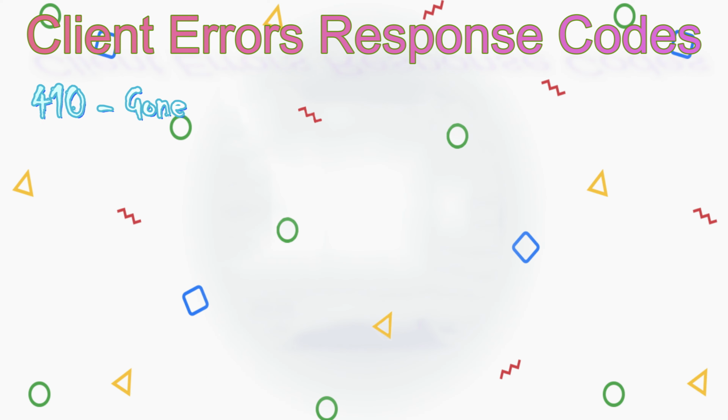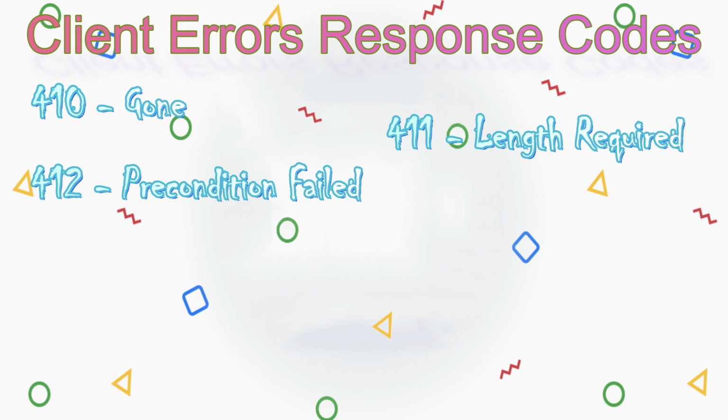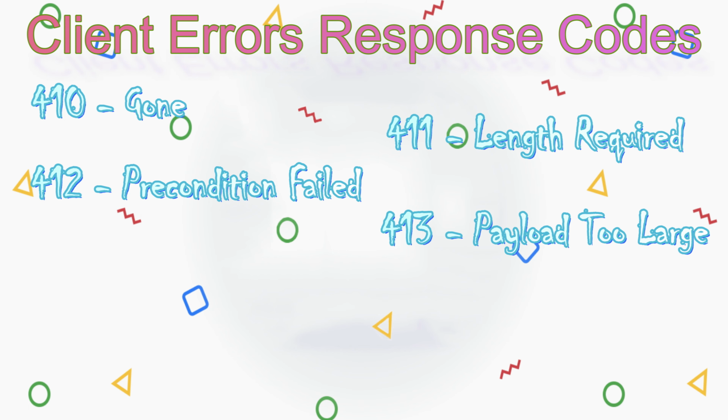410 indicates the requested content has been permanently deleted from the server with no forwarding address. Error 411 occurs when the content length is not defined. The server will not accept the request without it. Error 412 occurs when the server's predefined condition is not met. 413 error indicates the server will not accept the request because the requested entity is too large. 414 error occurs when the server is unable to accept the request because the URL is too long.